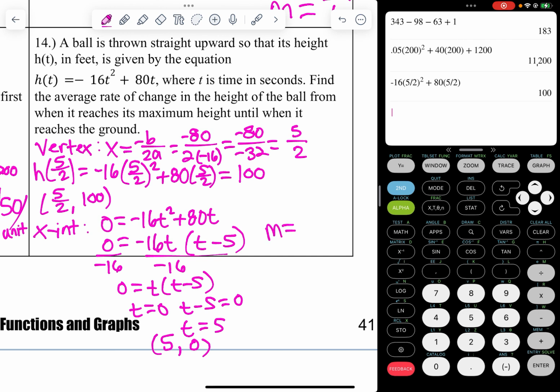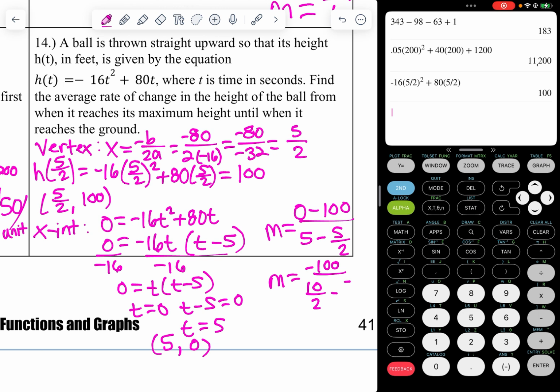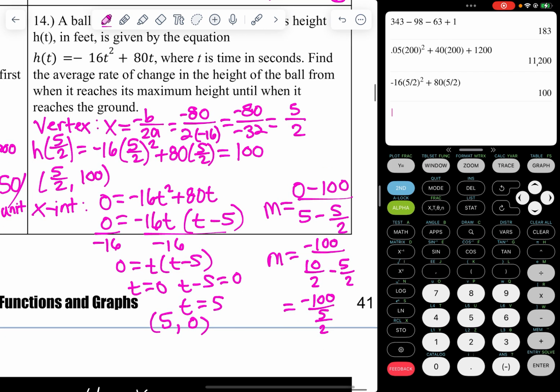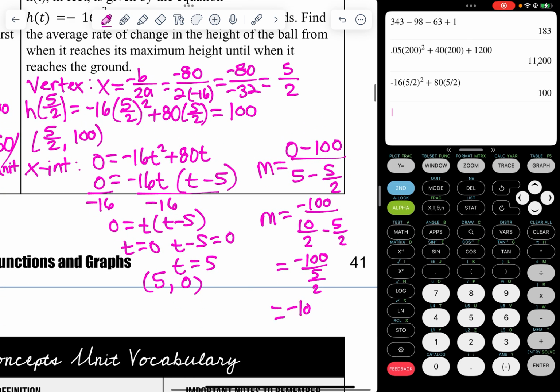And then to find our average rate of change, difference in those y values divided by the difference in the x values. So we get negative 100 over, oops, common denominator of 2, not 5. So 2 times 5 gives me 10 over 2, 10 over 2 equals 5, which would be the difference in x values, 5 minus 5 halves. So we have negative 100 divided by 5 halves, but we don't divide by a fraction. Instead, we'll multiply by the reciprocal. So we would multiply by 2/5 rather than dividing by 5 halves. So 100 divided by 5.